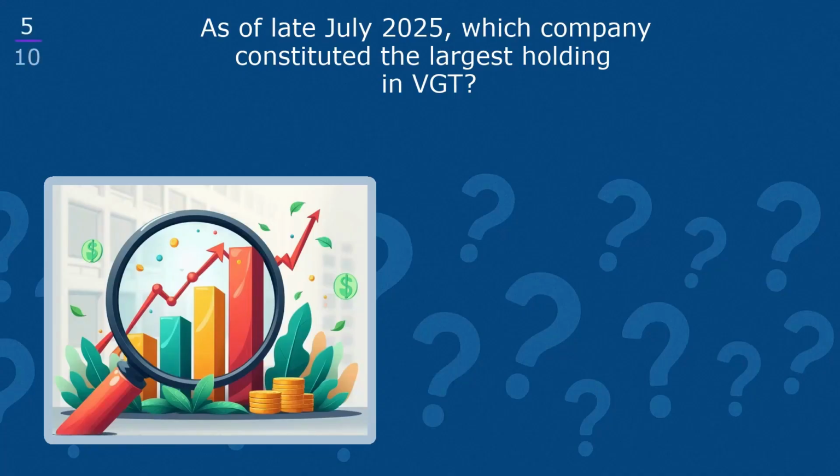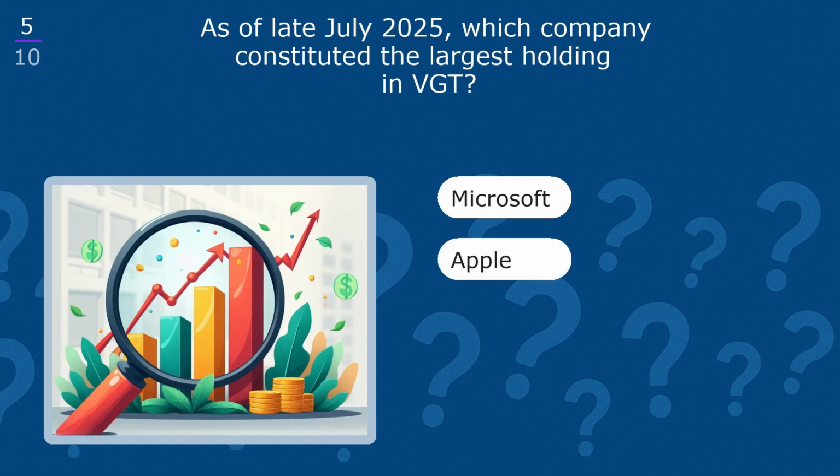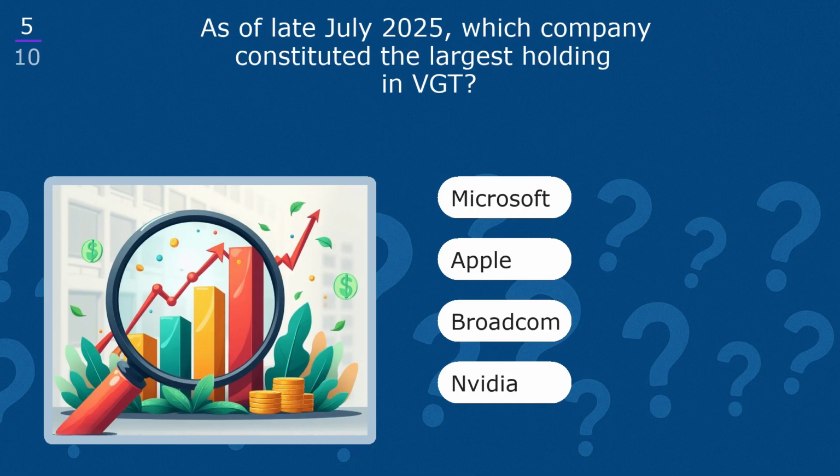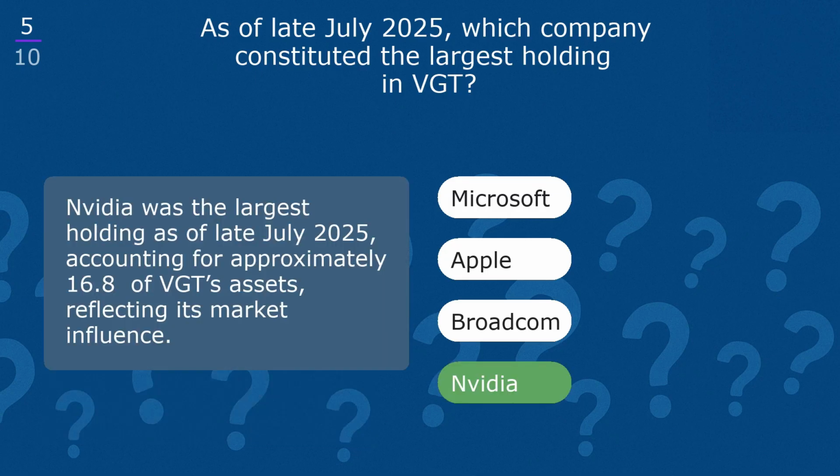As of late July 2025, which company constituted the largest holding in VGT? Microsoft, Apple, Broadcom, Nvidia. Nvidia was the largest holding as of late July 2025, accounting for approximately 16.8% of VGT's assets, reflecting its market influence.